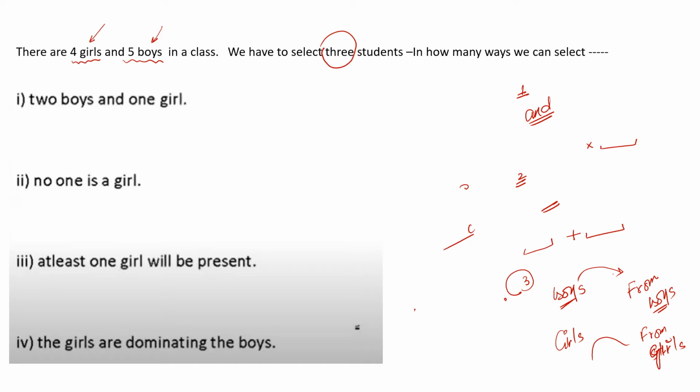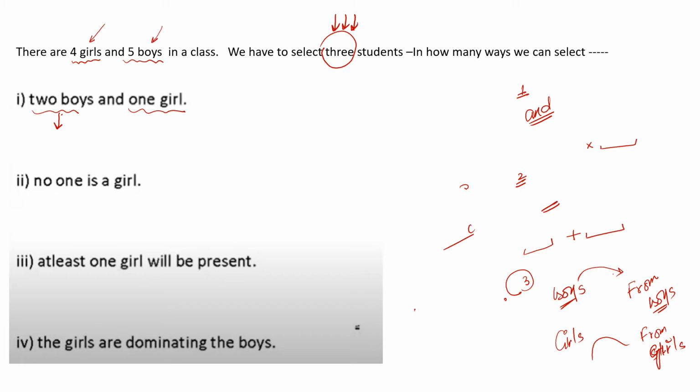So if this is clear, let me do the parts one by one. The first part is 2 boys and 1 girl. So you have to select 2 boys. What 2 boys will be selected from the boys? See here, the total number of students should be 3. It means when you add together, the number of students will become 3. So 2 boys and 1 girl. The total number of students is 3. You are on the safe side.